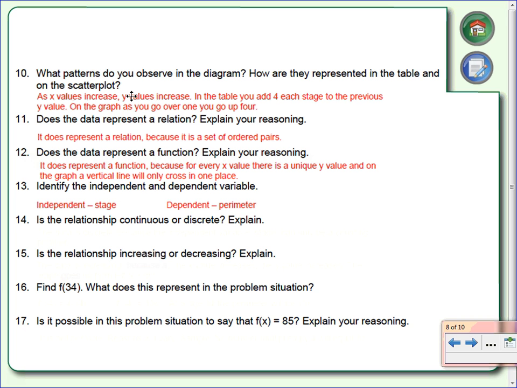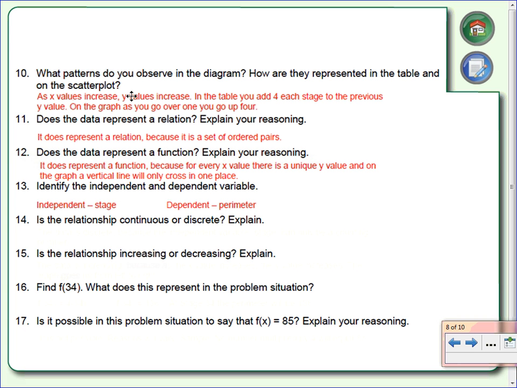Okay, number 14. We want to know, is it continuous or discrete? So, Johnny, let me remind you what those two are first before you answer this question. Discrete means when the dots are not connected. Continuous means when the dots are connected. So my question to you is, is this continuous or is it discrete?